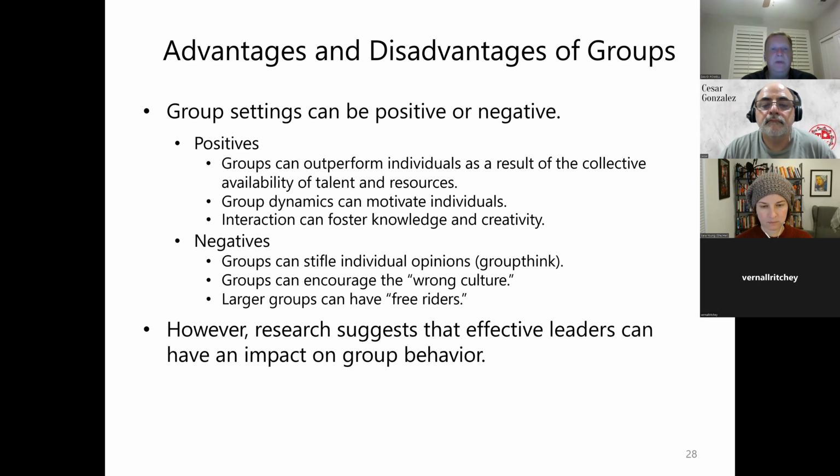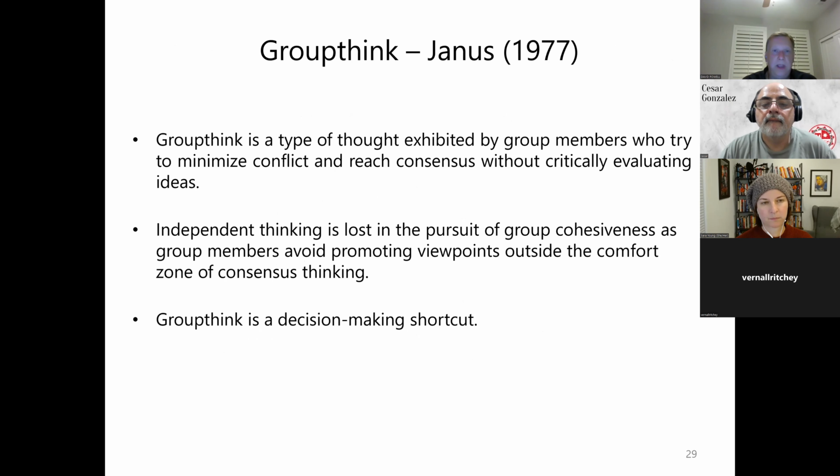But research does show us that effective leaders can have a good, strong impact on group behavior. And one of the best things they can do in terms of managing group behavior is to help the organization avoid this phenomenon known as groupthink. You've probably run into groupthink before in some previous classes.